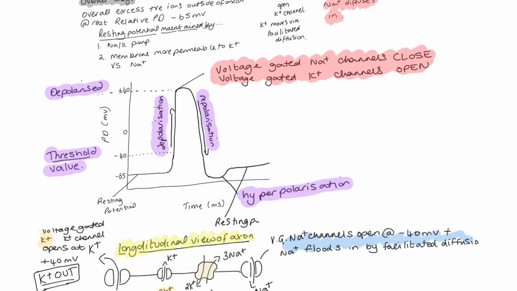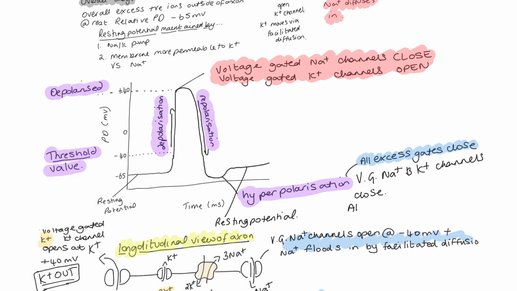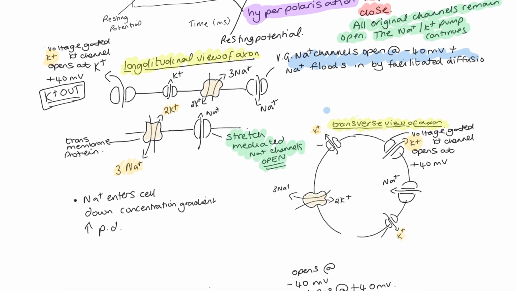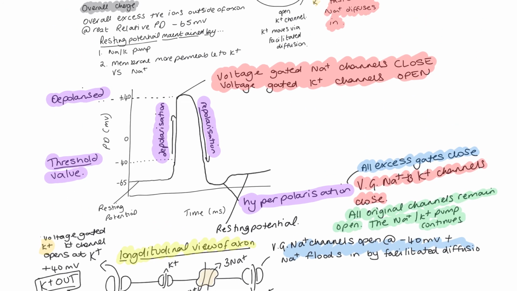Once it overshoots the resting potential, all excess gates close. So the stretch-mediated gates close, and the voltage gates close. All the gates and the sodium-potassium pump that were open at the very beginning during resting potential just stay exactly as they are, but all excess gates close. So now there's not all this extra movement of sodium and potassium ions, and the membrane returns to resting potential. We call this period of time where the membrane is hyperpolarized, so less than minus 65 millivolts, the refractory period.